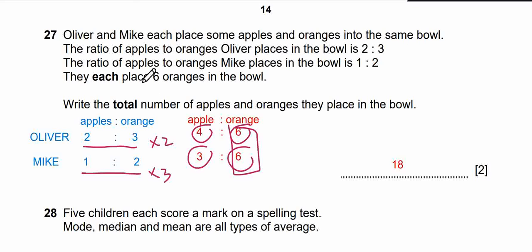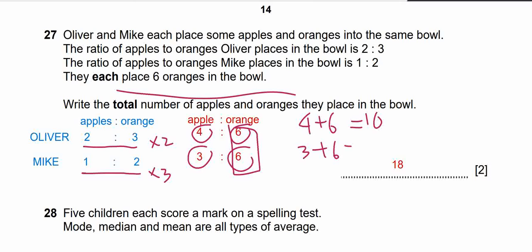Because they each place 6 oranges here. So it should be now 4 plus 6. Total number of apples 4 plus 6 from Oliver is 10. 3 plus 6 for Mike is 9. So 10 plus 9 is 19. Sorry guys, so it's 19. 19 will be the answer.